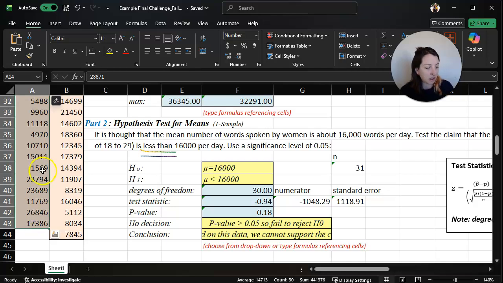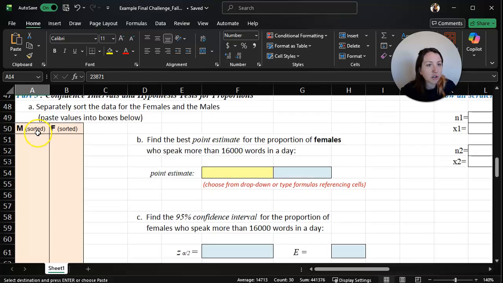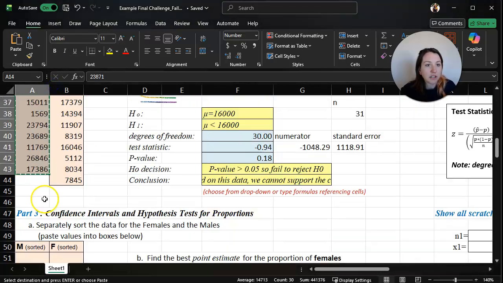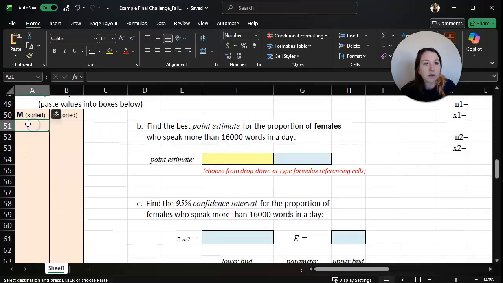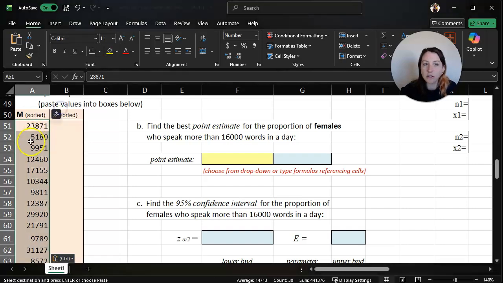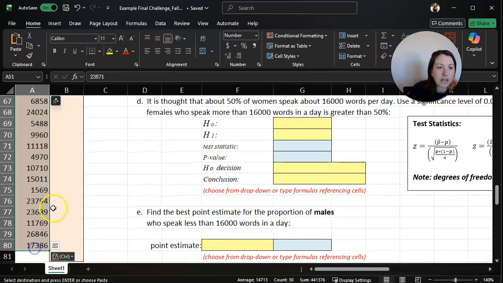If you remember, we learned sorting in our very first challenge. Okay, so I hit Control C. As a reminder, you can right click and copy as well. And then when we come down here, you can right click and either paste the values or Control V and it will paste them there. Okay, now to sort them, make sure you have them all highlighted.